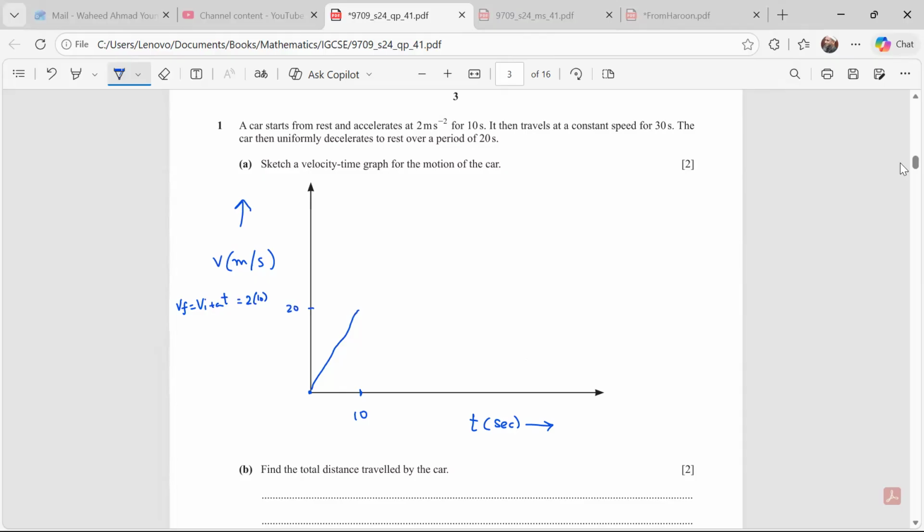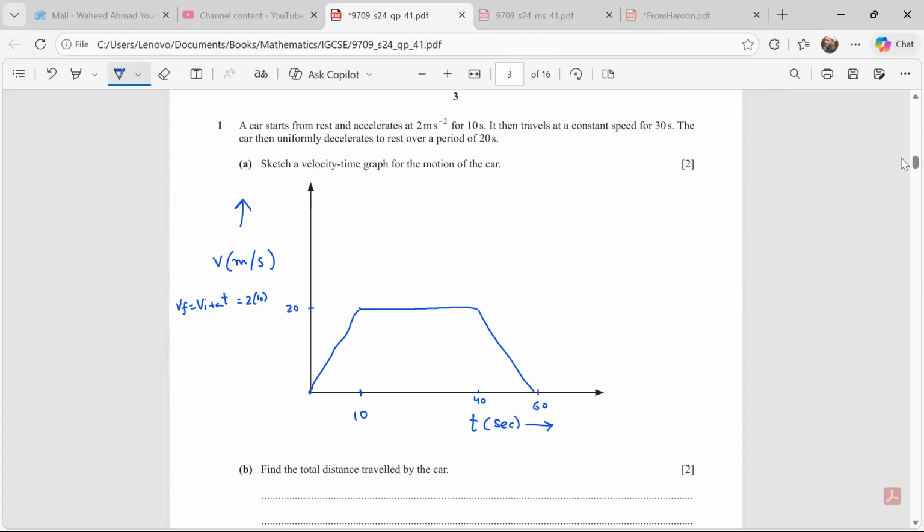Okay. It then travels at a constant speed for 30 seconds. The 30 plus 10 is 20, 30, 40. So for 30 seconds, up to 40 seconds, the speed is constant at 20 meter per second. And then it decelerates to rest over a period of 20 seconds. So this is 40 plus 20 is 60. So in this period, it decelerates and comes to rest. So this is the velocity time graph for the motion of the car.